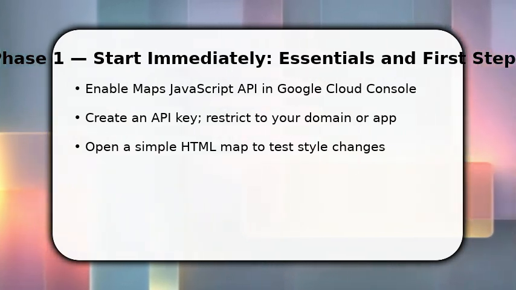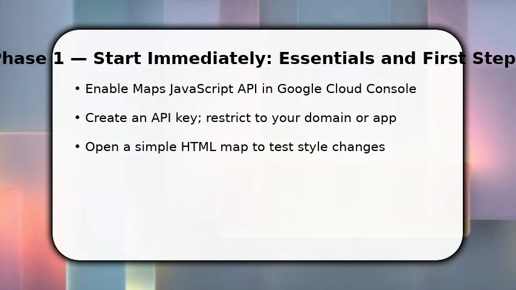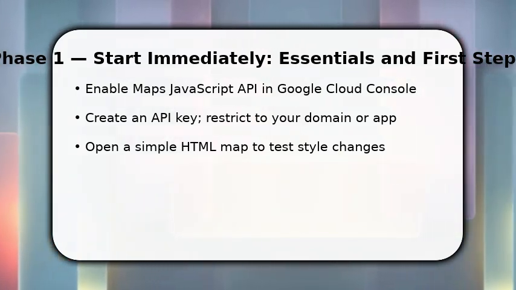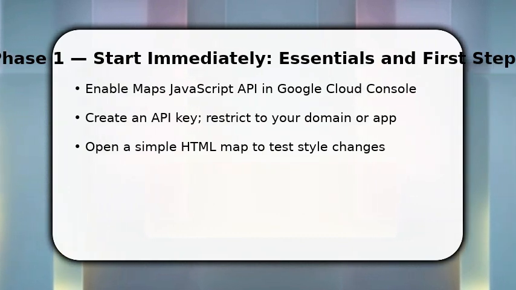Now you're ready to apply a style. Instead of fiddling with app toggles, you'll use a small JSON snippet that targets labels. Follow along, and don't skip the API and billing checks.